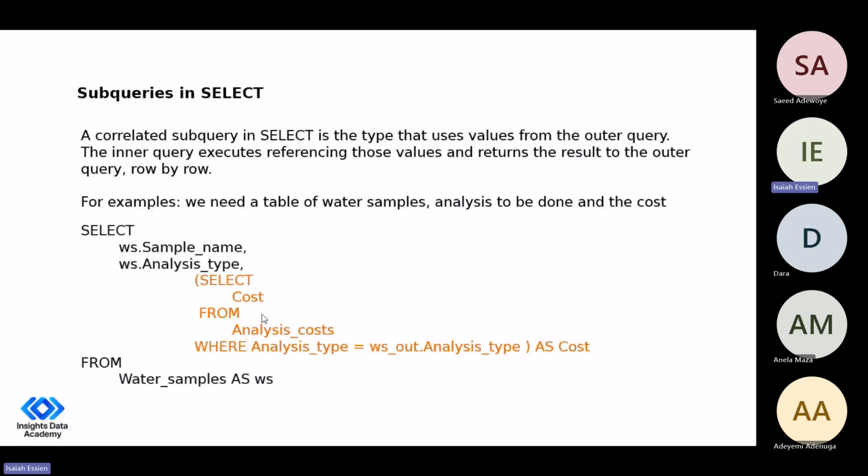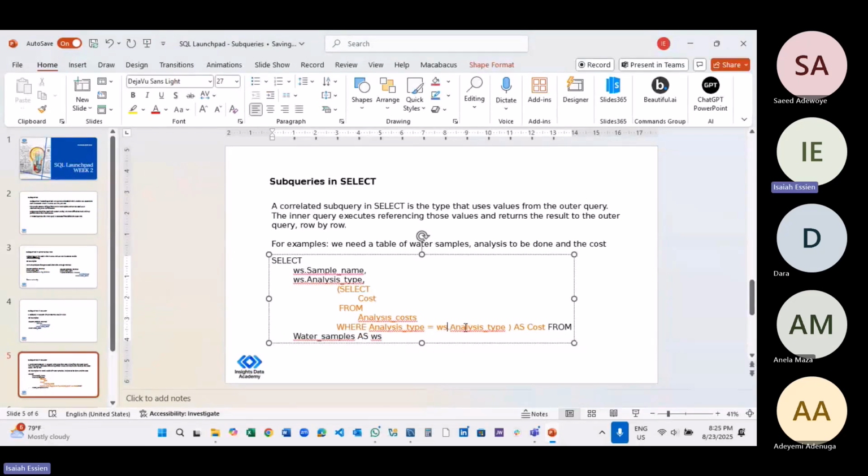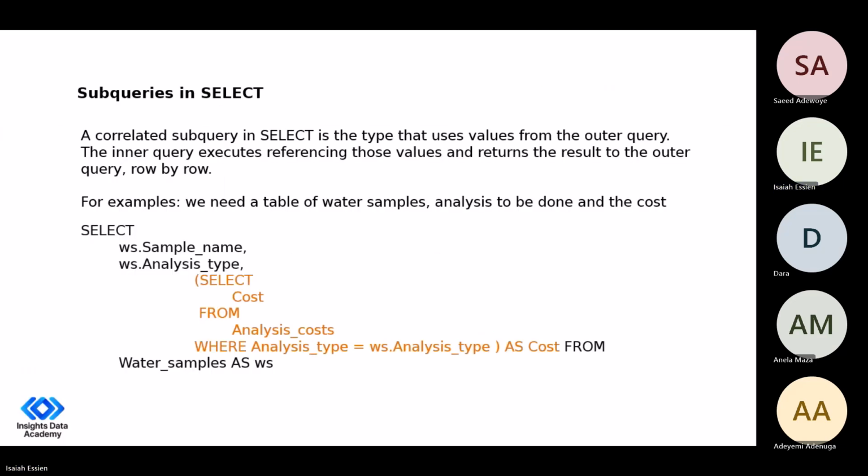We now indicate where the analysis type in this analysis cost table equals the analysis type in this water samples table. This should be WS. So the analysis type from this table equals the analysis type in this water samples table.